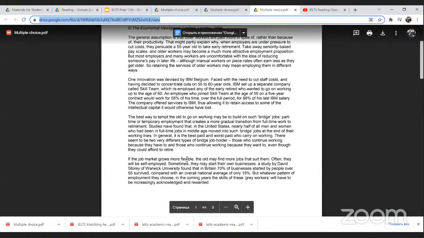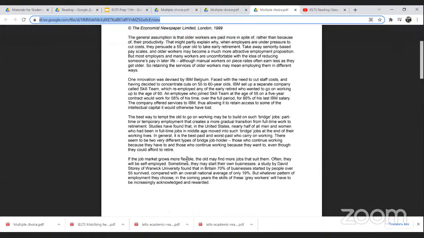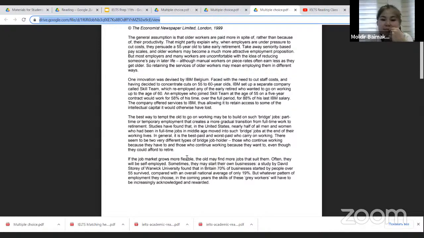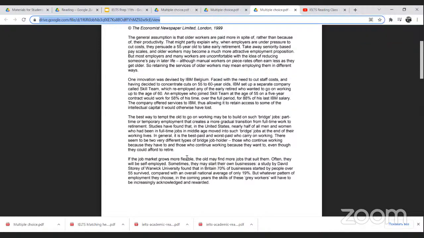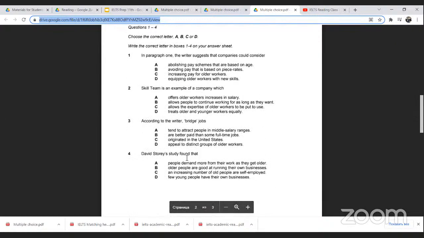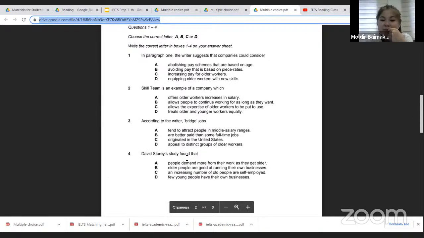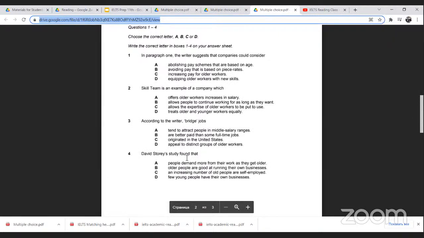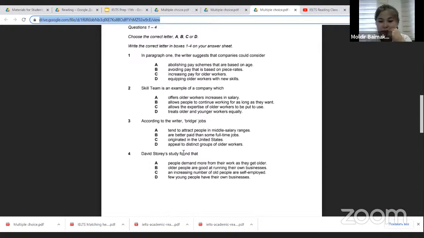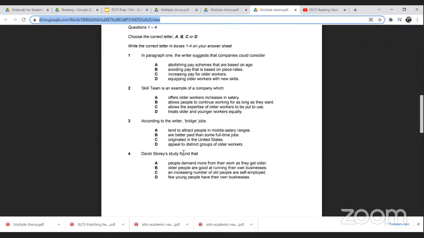Well, as I do on the SAT questions, I would eliminate those that are not appropriate here. A is not, there is nothing about middle salary ranges. B is not, because they are not better paid. They are better in the meaning of life for the seniors. It's better for them to work on the bridge jobs rather than the full-time jobs. So it is not the answer.